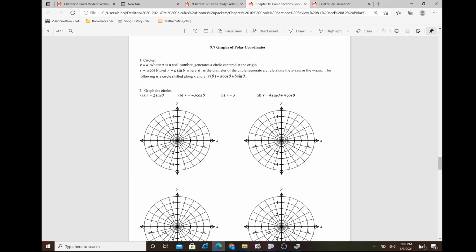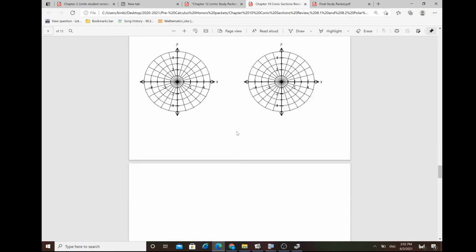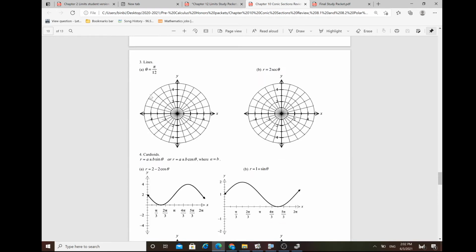If that's a circle graph, it can be written as r equals a, where a is a real number, or as r equals a cosine theta, or r equals a sine theta, where a is the diameter of the circle. So we generate the circle either along the x-axis or the y-axis. It can also be written as r equals a cosine theta plus b sine theta. If that's a line, it can be written as theta equals a constant angle, or r equals a times secant of theta.